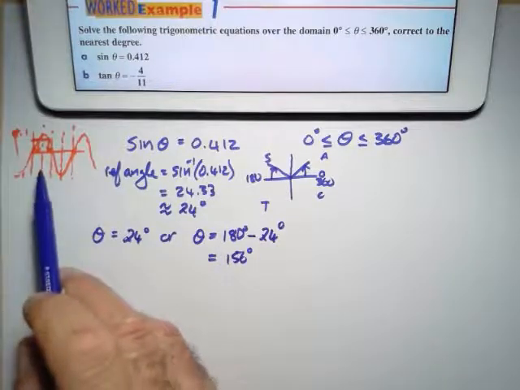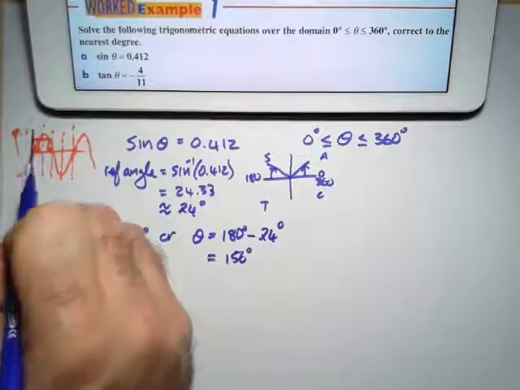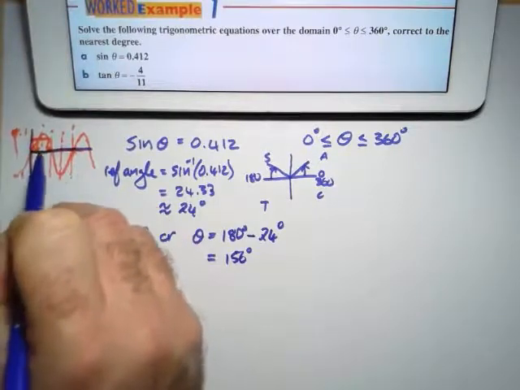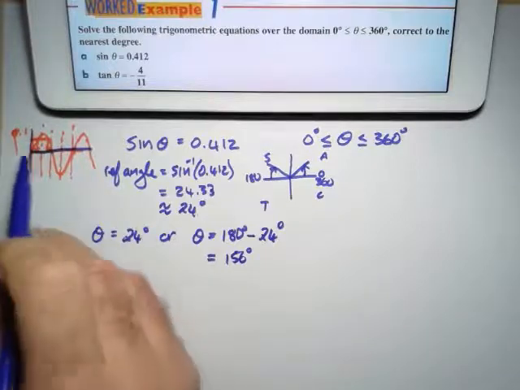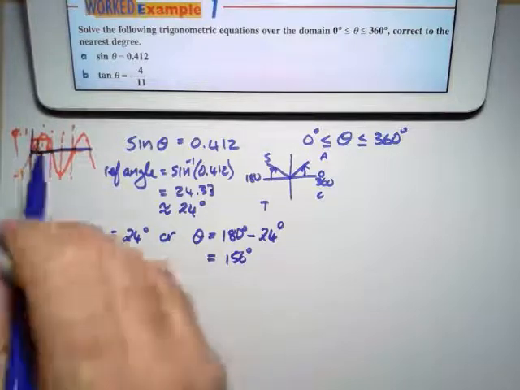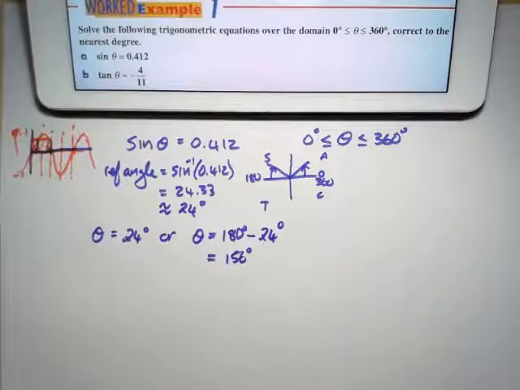So coming back to my sketch, if this was 0, 90 to 180, it happened twice. It happened at 24 degrees and it happened at 156 degrees.